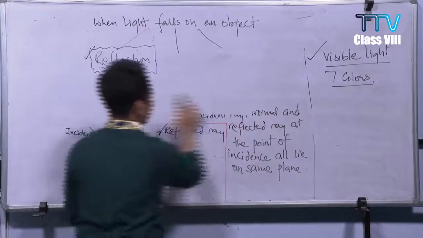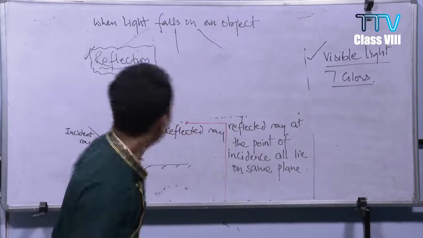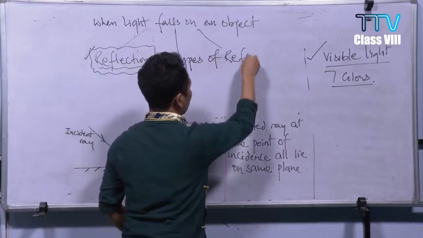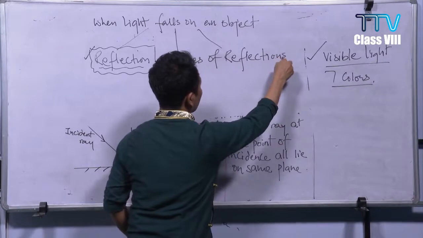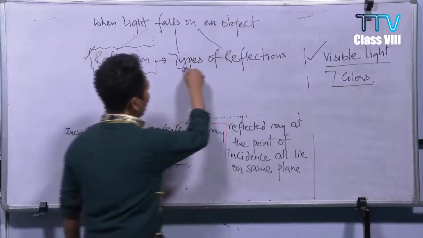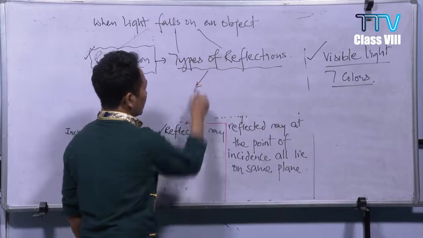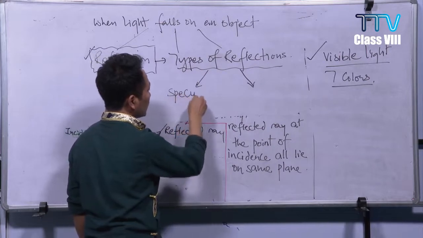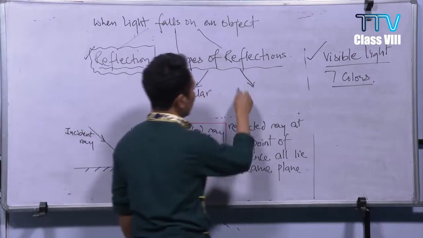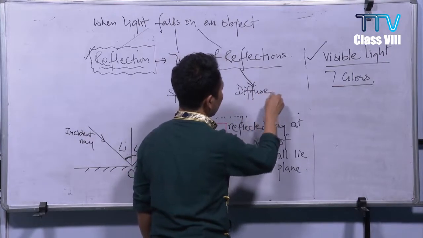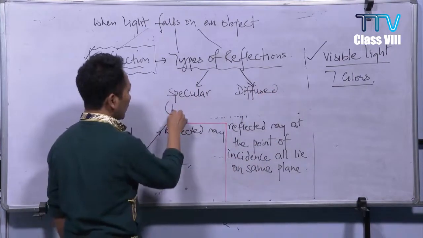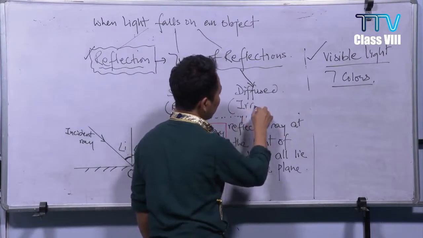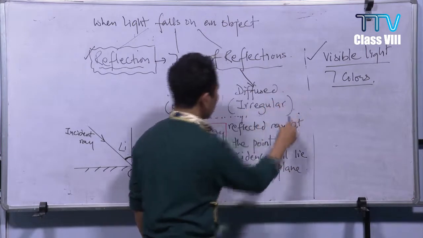Types of reflection. There were two laws of reflection. Now there are two different types of reflection: specular reflection and diffuse reflection. Specular, you may say, is a regular reflection, and diffuse, you may say, is an irregular reflection. So these are the two types of reflection.